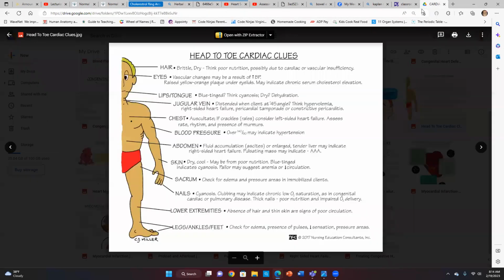Let's continue. So the lips and the tongue, are they blue tinged? If the patient has blue tinged lips and tongue, what does that mean? No oxygen. Very good, Deborah. Yes, so we're thinking no oxygen. That is concerning. Okay, xanthelasma. Yes, that is correct.